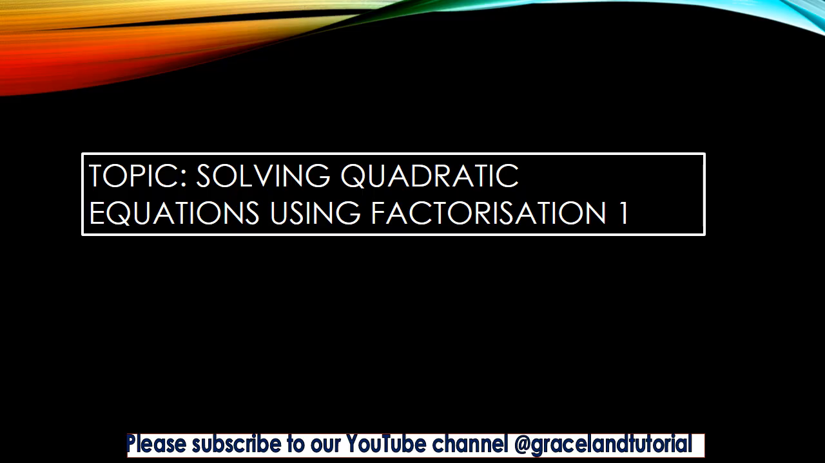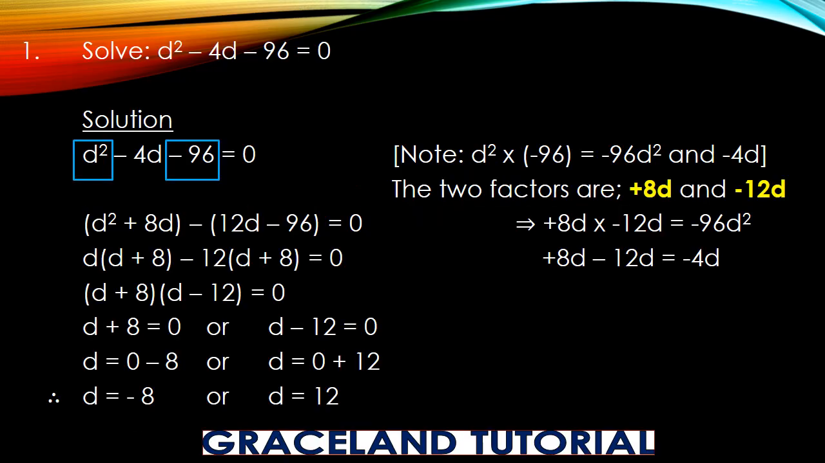Our topic today is solving quadratic equations using factorization. Okay, let's look at this question. We have: solve d squared minus 4d minus 96 equal to 0. This is our quadratic equation question.